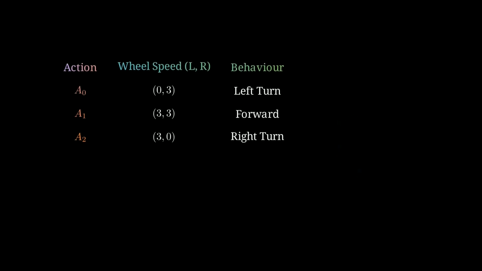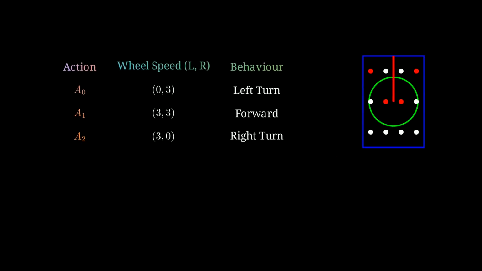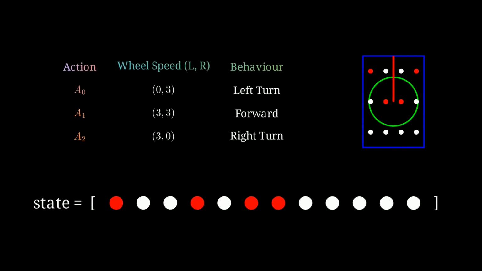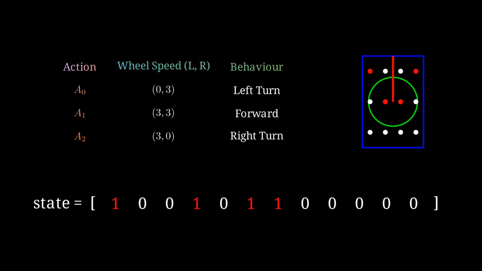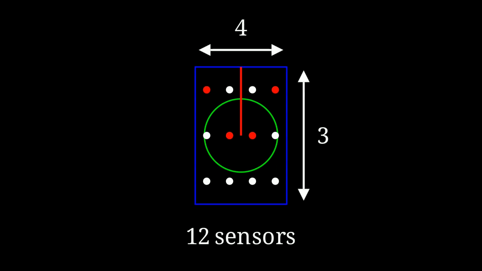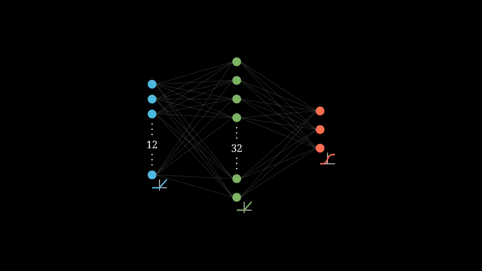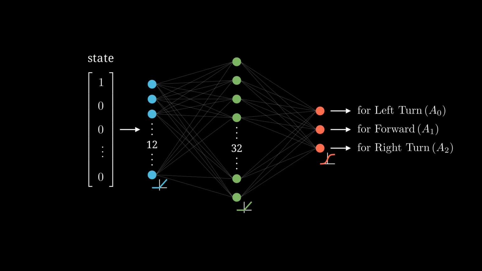The plan was to teach a model the best action to take for any given state, where the state is just the on-off values from the robot sensors. I used 12 sensors in total, arranged in 3 rows of 4. The model is a simple multi-layer perceptron with a single hidden layer of 32 neurons. It has 12 input neurons for the 12 sensors and 3 output neurons, one for each possible action.